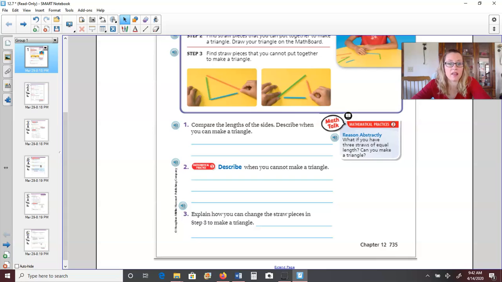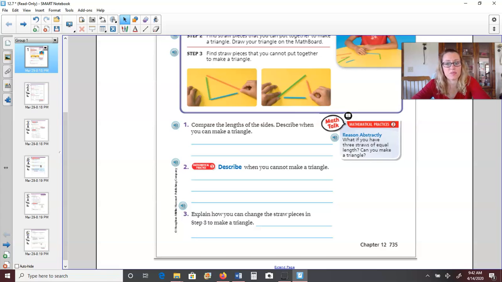And then in the second picture, though, it looks like she's having a little bit of trouble trying to put those straws together to make a triangle because two of the straws are really short and she has one really long straw. And so when you think about that, if you have two short sides to a triangle, it's going to be very hard to connect all three sides together.